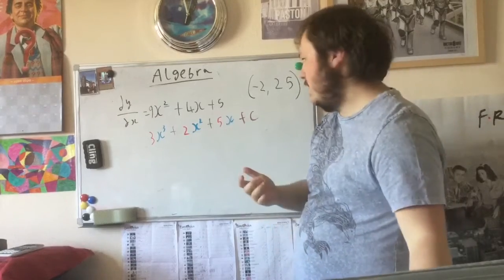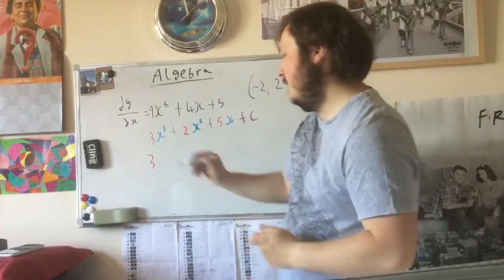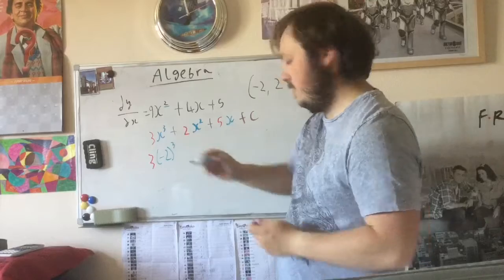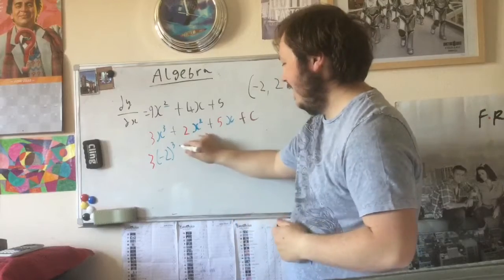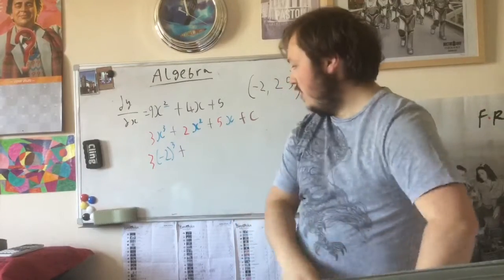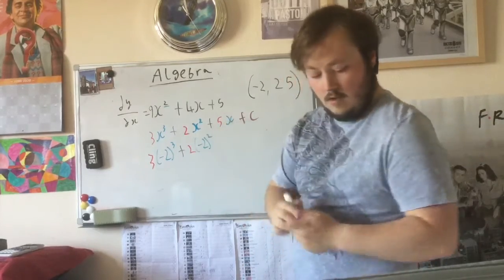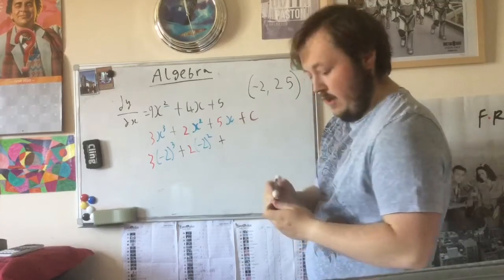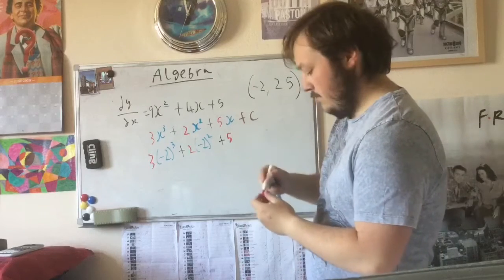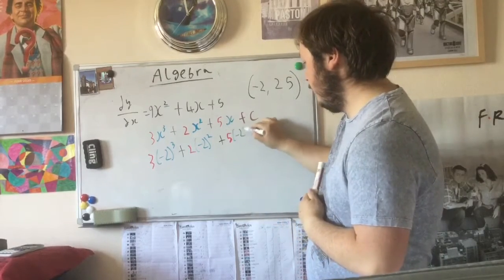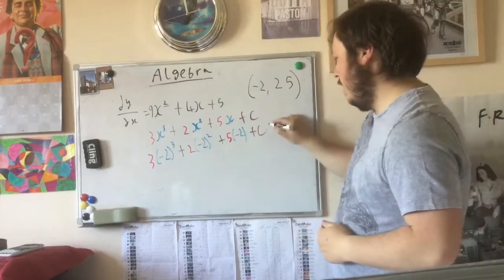Now, let's do the substitutions. So we have our 3, and we know that the x value is -2, so we do 3 times -2 cubed, plus 2 times -2 squared, plus 5 times -2, all plus c, will get us our y coordinate, which is 25.